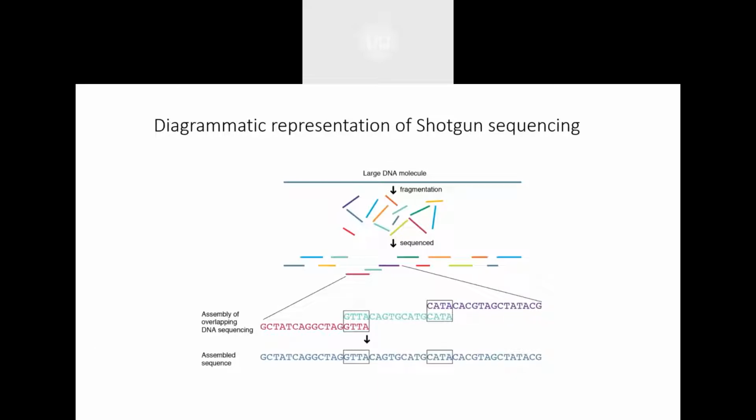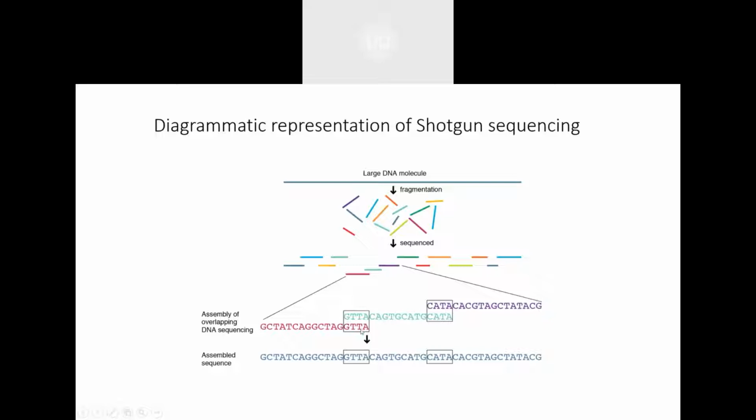So this is a diagrammatic representation of shotgun sequencing, as mentioned previously. This shows that a large DNA molecule is fragmented to give smaller fragments of DNA, and then the fragments are individually sequenced, and then the sequences are matched based upon the overlapping parts of each sequence. Like in the figure, three such sequences have been highlighted with purple, blue, and pink colors.